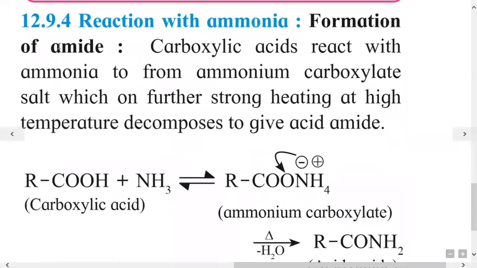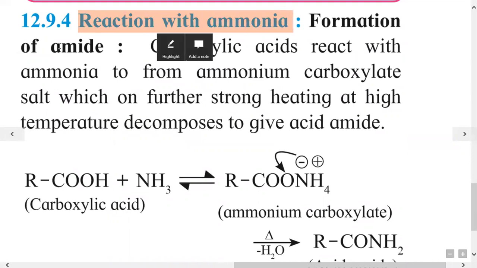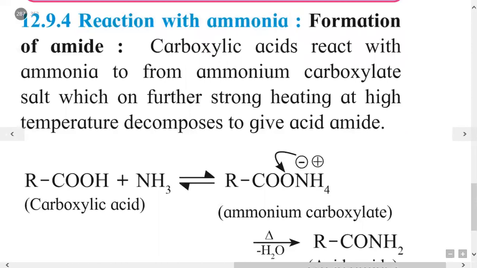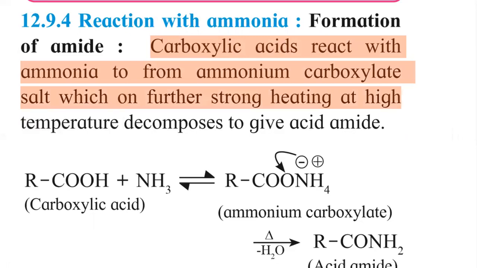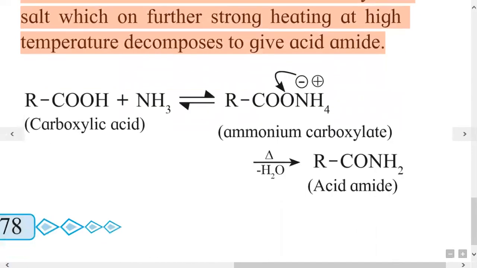The next reaction of carboxylic acid is the reaction with ammonia. Ammonia is NH3, and this reaction is called the amide formation reaction because the final product is an amide. When a carboxylic acid reacts with ammonia, it first forms an ammonium carboxylate salt, which on further heating at high temperature decomposes into an acid amide.